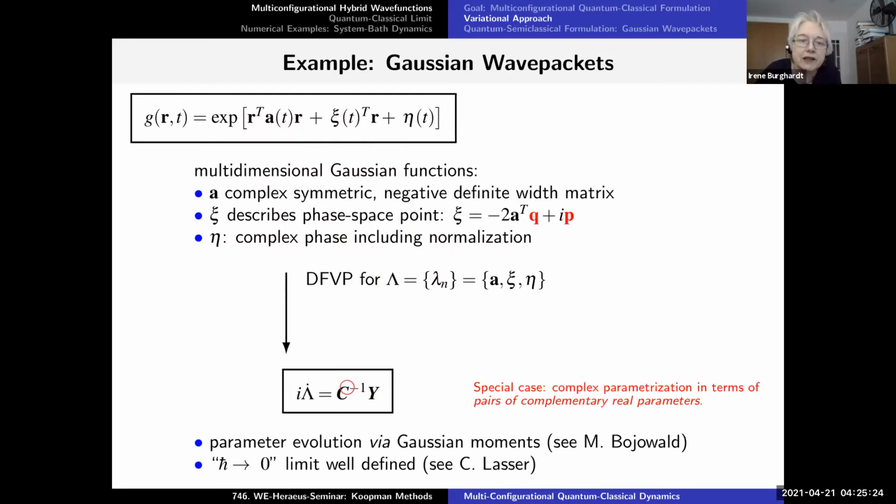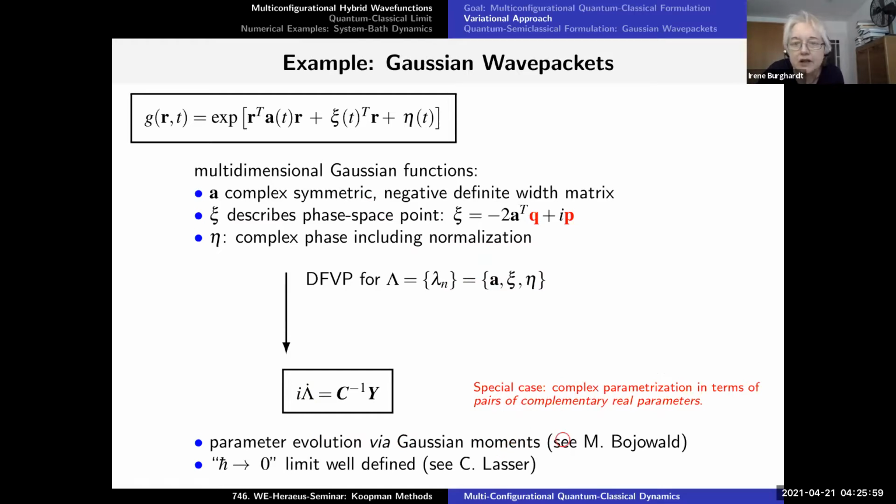Now, if we look in detail at the result, we're going to see that we get a classical evolution for Q and P, so for the components of this psi vector, and we get the usual equations for the width and phase. And I should mention that this is a particular case where the complex parametrization can actually be formulated in terms of pairs of complementary real parameters, which is not always the case. And in fact, this parameter evolution for a Gaussian wave packet is given in terms of Gaussian moments.